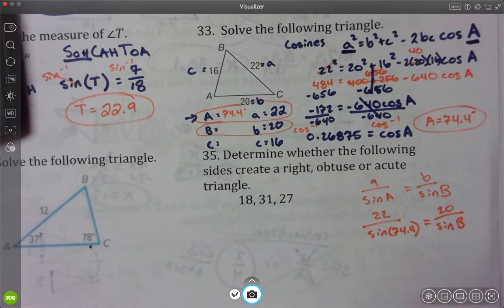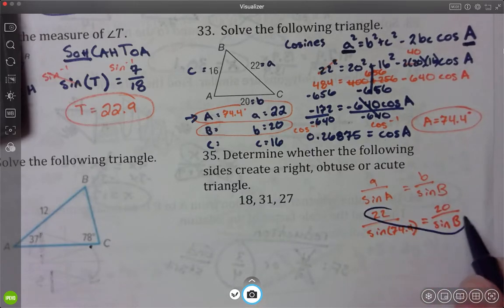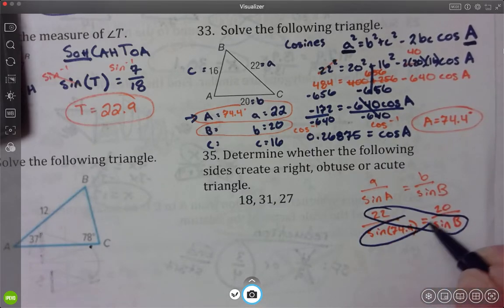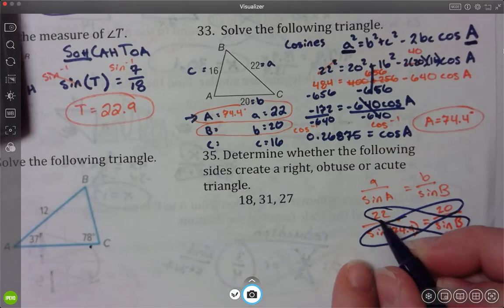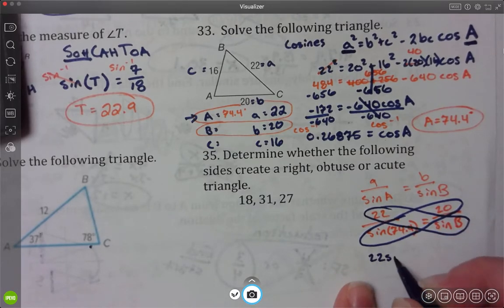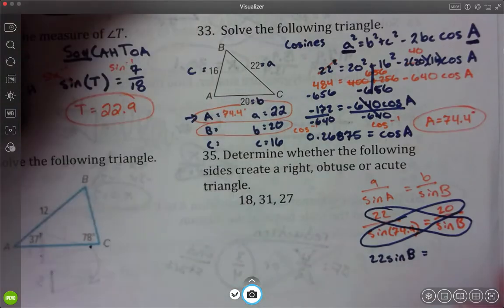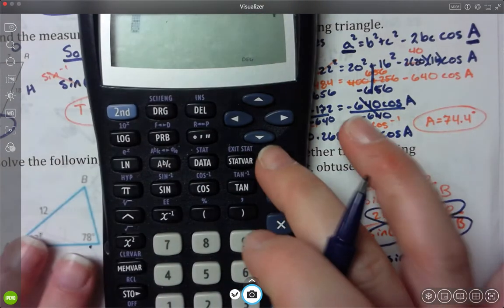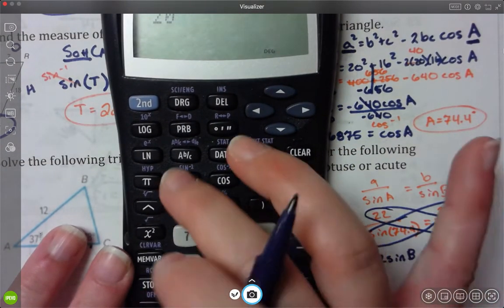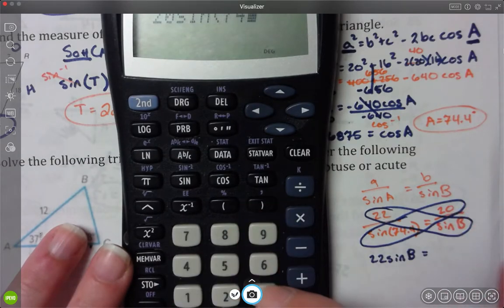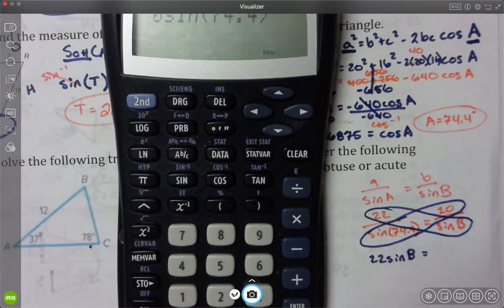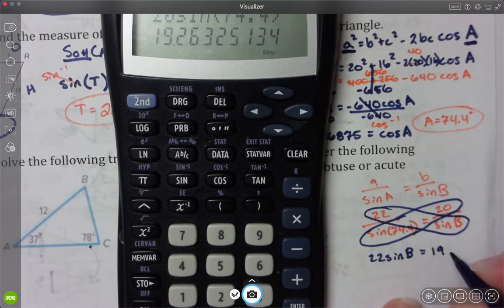And then what we do is we just cross multiply. Okay, so I'm going to multiply those together, and I'm going to multiply those together. So on the one side, I'll have 22 times sine of B, and on the other side, I'm going to go ahead and multiply those together: 20 times sine of 74.4. And that will be 19.26, or whatever that is.